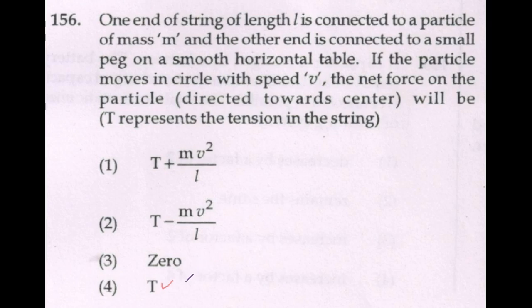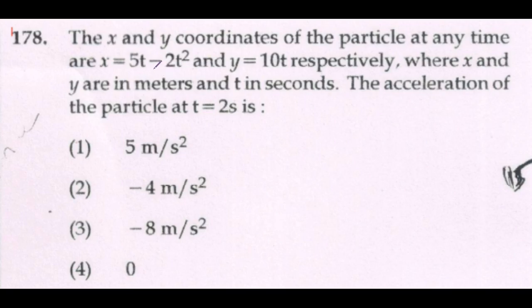T is obviously equal to mv square by L, so T is the answer. T plus mv square by L is not the answer. T minus is also not the answer. 0 cannot be there. Only T is the answer. Okay, move on to the next question.